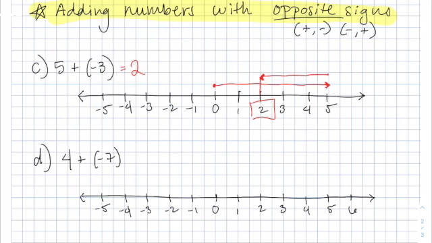Okay, so our first number here is 4. So we start at 0, and we're going to go to the right. 1, 2, 3, 4. Our second number is -7. So we're going to start where we left off that arrow, and we're going to go back to the left. 1, 2, 3, 4, 5, 6, 7. Because the 7 tells us how far to go, and the negative tells us the direction. We ended up at -3.